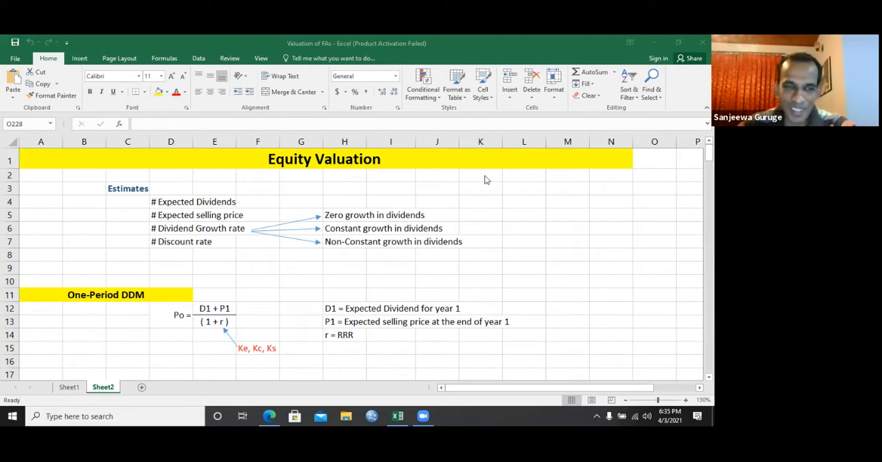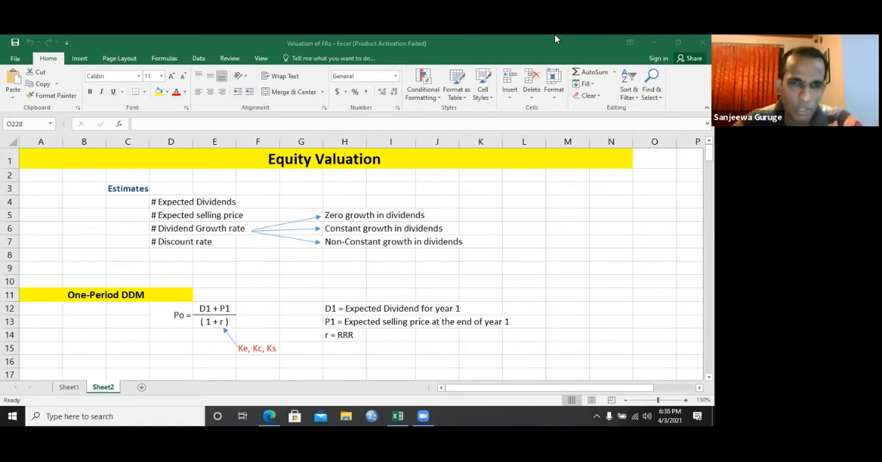Right. Okay. So last week we discussed equity valuation. We discussed almost all the points. There are a few more questions to discuss, so we'll complete the equity valuation part so that we can move to the new topic.